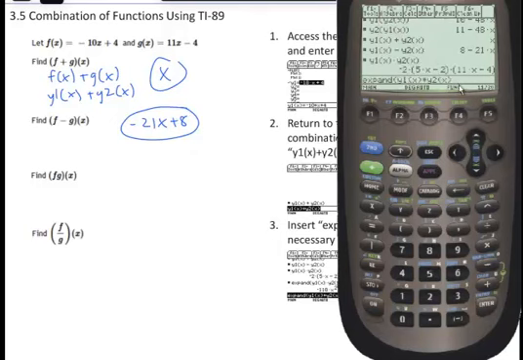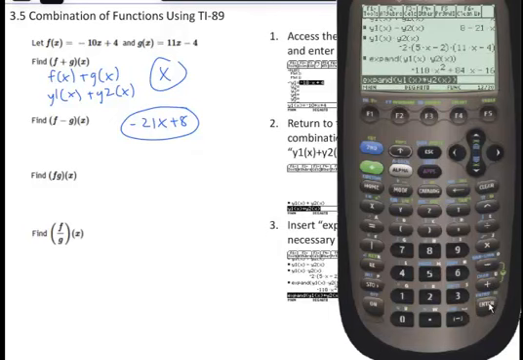Notice I can jump to the very end again by hitting second and then the right arrow. That gets me to the end, close off the expand, and this now allows me to write it in the polynomial form.